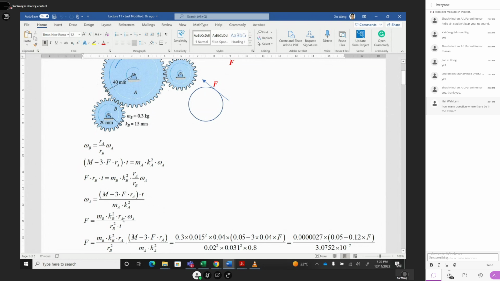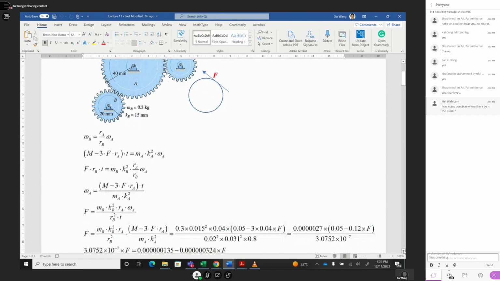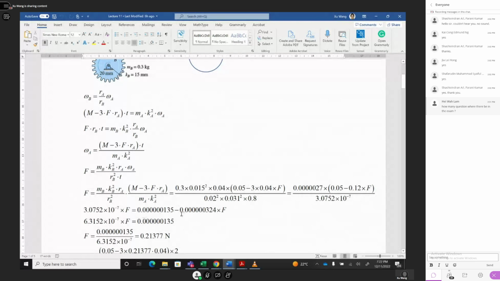Okay, and then here you have F omega A. You use this one to replace omega A. So F equals all this one here plus omega A. You open up this number inside and simplify, then you open this, multiply this one equal to this one. You move over this one, sum together F equal to this one, and divide this one by this one. You get F equal to 0.21377 Newton.